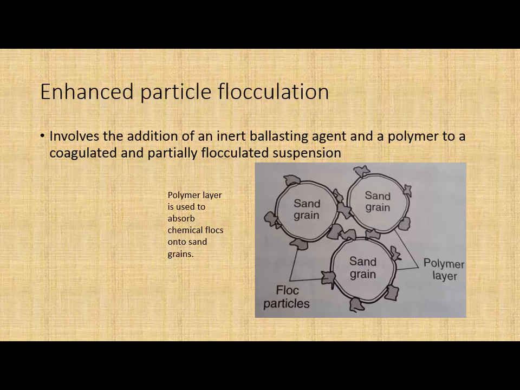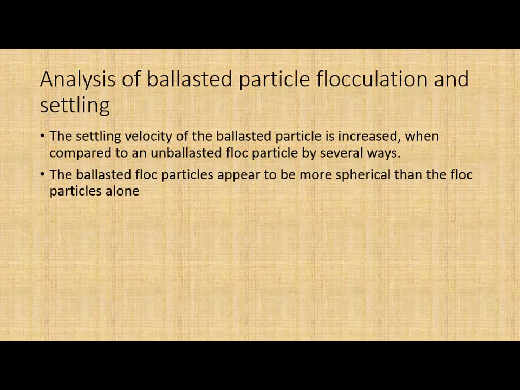The polymer layer works like a glue to combine these microsand into floc particles. But in the third type of flocculation, there are three basic types. In the third type, it works another way. I will talk about it later. And in the analysis of the plastic particle flocculation, the settling velocity of the particle is increased when compared to an unballasted floc particle.